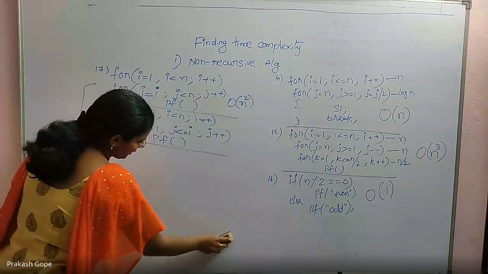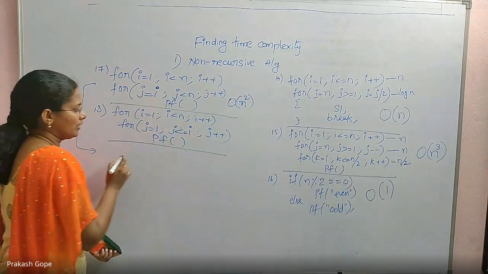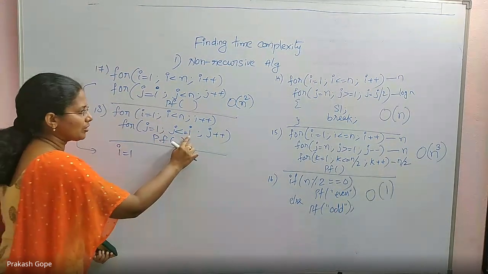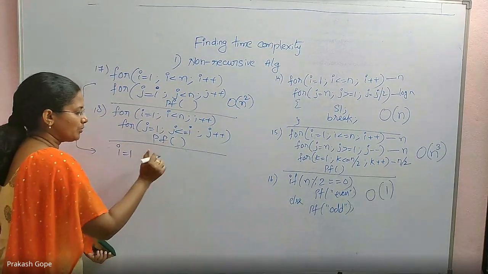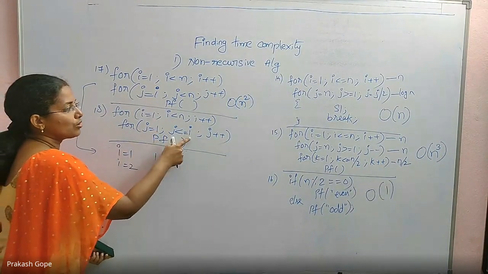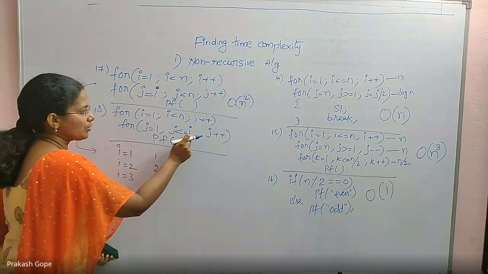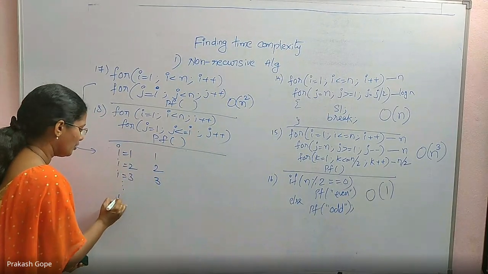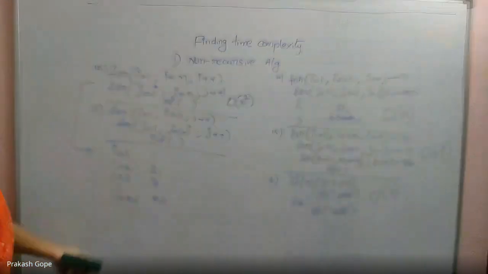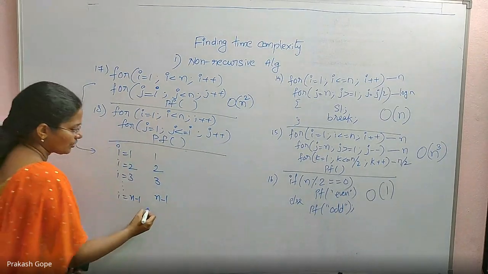The next one, same method. It starts from 1 and goes till i only. So when i equals 1, it starts from 1 but goes till 1 only, which means only one iteration. When i is 2, it starts from 1, goes till 2, which means 2 iterations. When i is 3, it goes till 3, which means 3 iterations. When i is n minus 1, it goes till n minus 1 iterations. Or you can take n; even if you take i equal to n, it goes till n iterations.